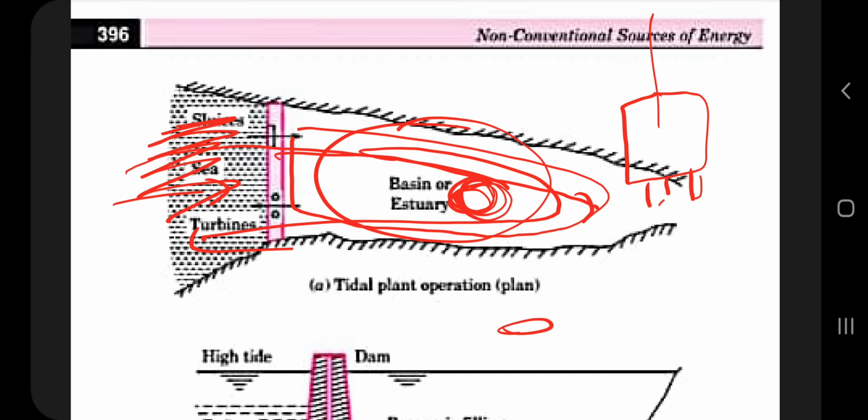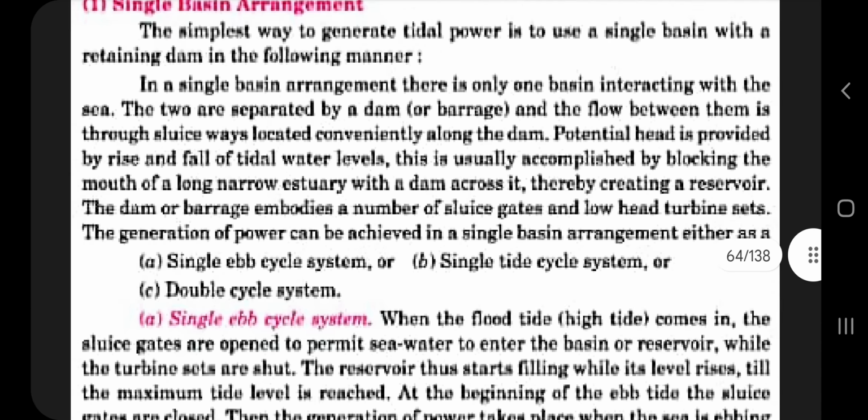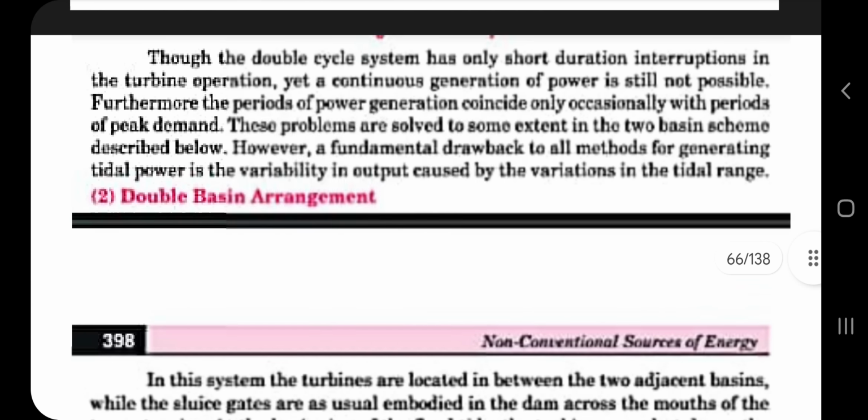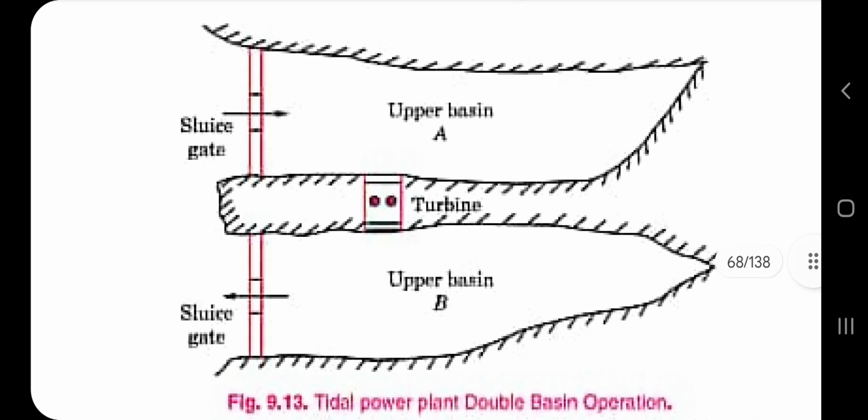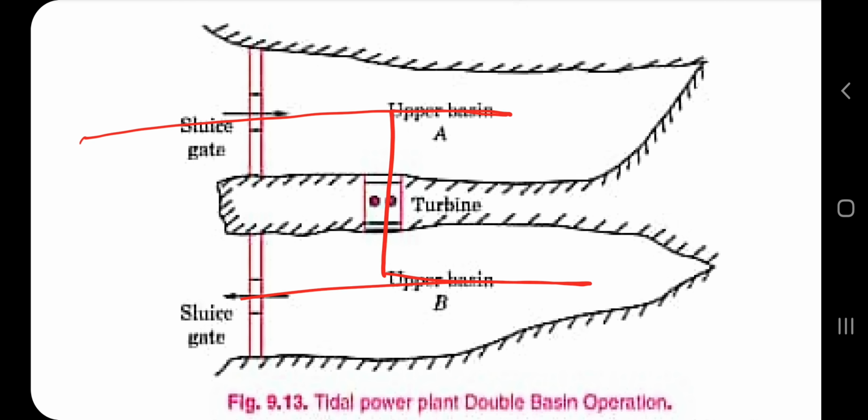This is single, that's why it is single basin. If it is double, it will be called double basin. Okay, let me show you double basin. This is double basin. There will be two basins, it will come from here, it will pass through this turbine, and again it will go back here.